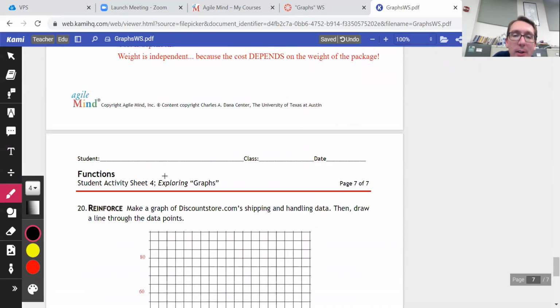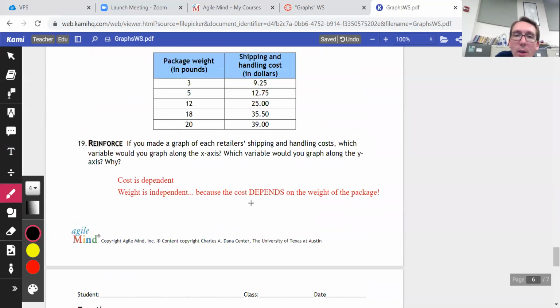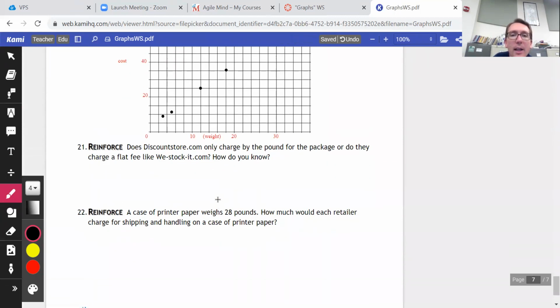12 is going to be $25. 10, 11, 12 costs about $25. That's right. Smack dab on that line. 12, $25. All right, $35.50 and 18. 18 is right here, and 35.50 is right. Just a little bit above 35. Okay.